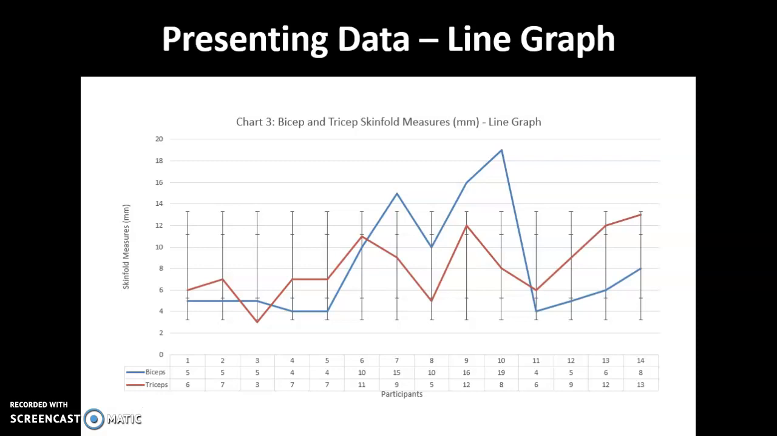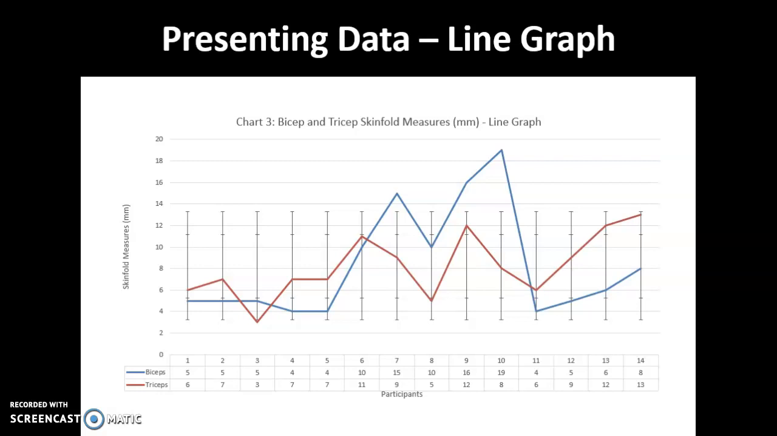So something good to use for a line graph is something like heart rate over the course of exercise. So you could have heart rate up here and time along there. This was not in the data set that I had. So I decided to use bicep and tricep skin fold measures. This is because you can see, as it varies through the participant, you can see what values they scored.